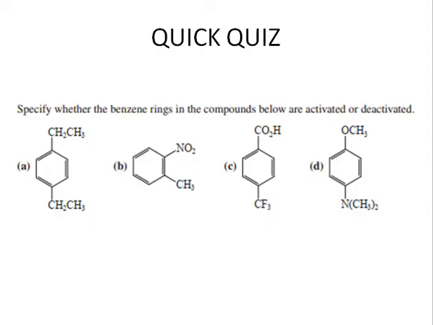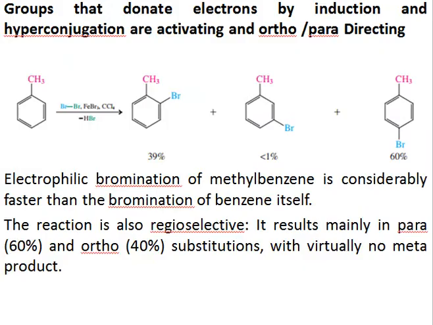Okay, so here's a quick quiz for you. I suppose that you will be able to answer it. You have to specify which of these rings is activated or deactivated, right? You have to specify which of these groups is activating, and which of these benzene rings is activated or deactivated for the aromatic substitution reaction, right? So that's a quiz, and you have to answer that quiz in your next lecture. Okay, so let's consider them sequentially, sequence-wise.